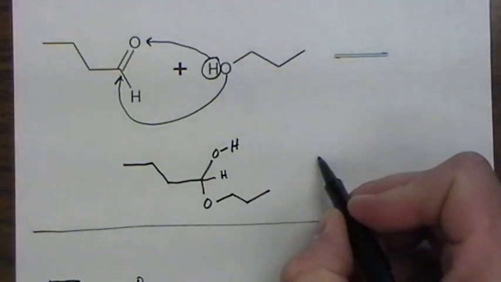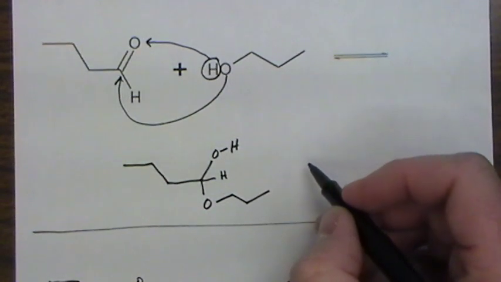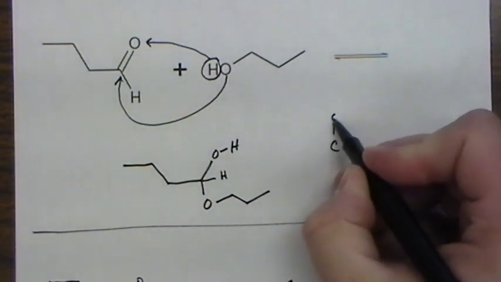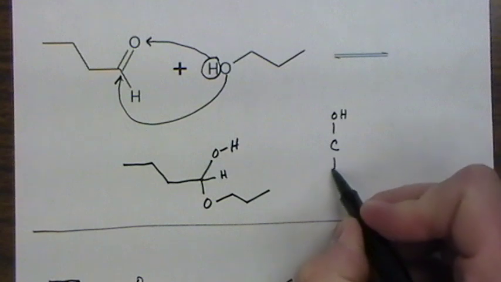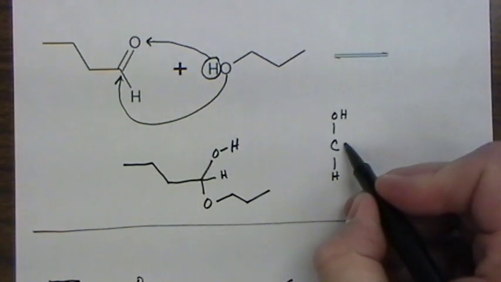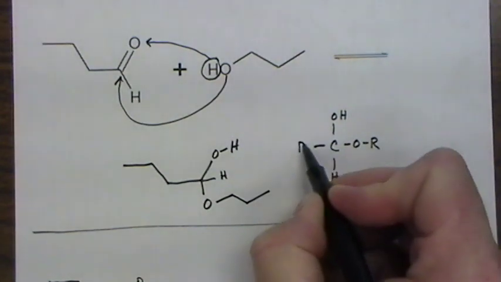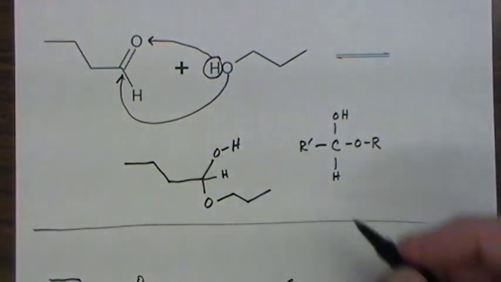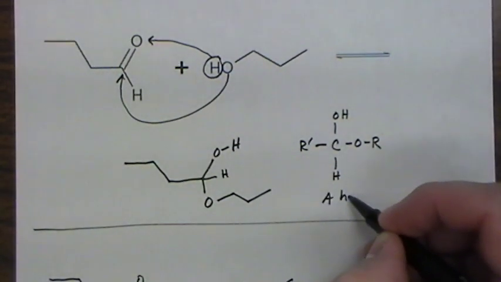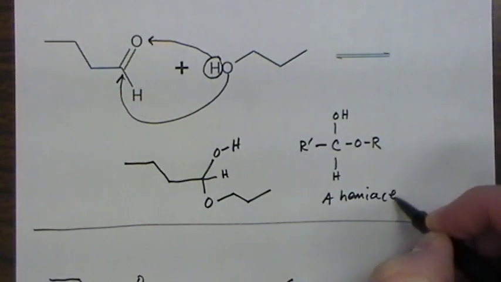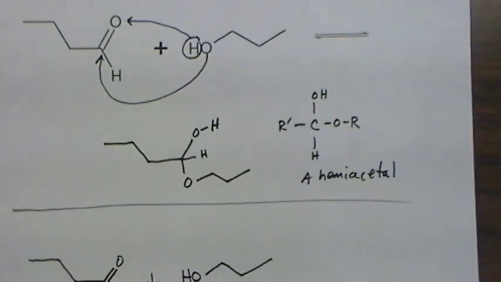Now this general form is a carbon, OH, hydrogen, then you have an O bonded to an R group, that's below here, and then we have another R group. And this is a hemiacetal. Very complex, but it's a very important structure in biochemistry. That's why we're studying it.